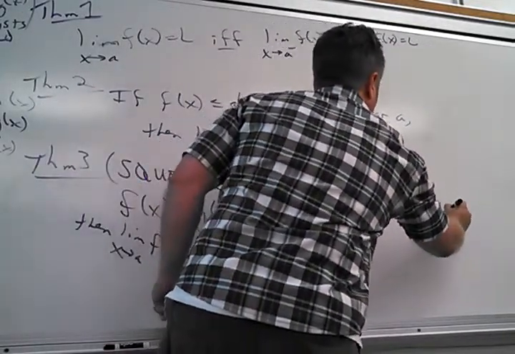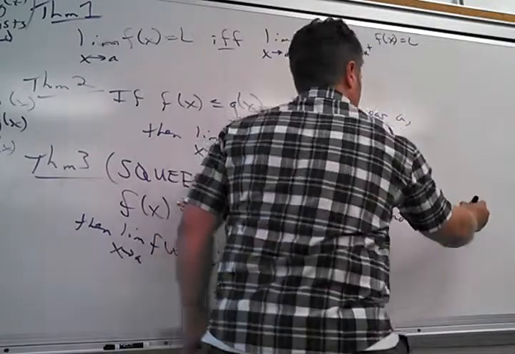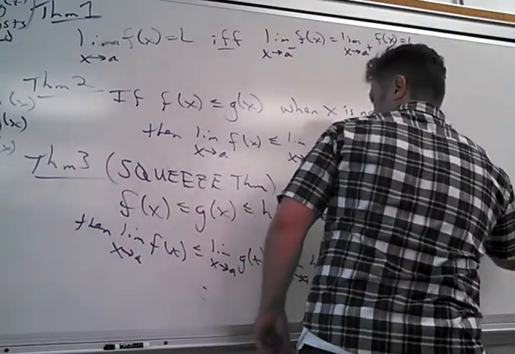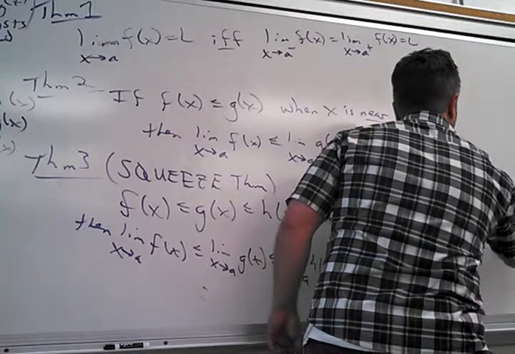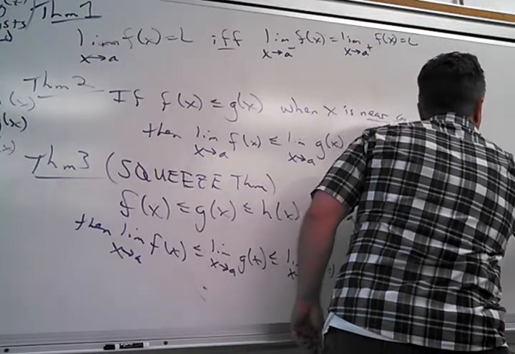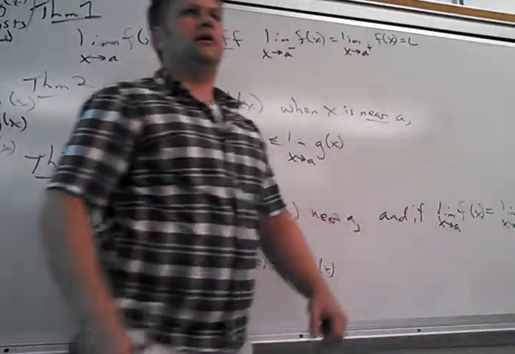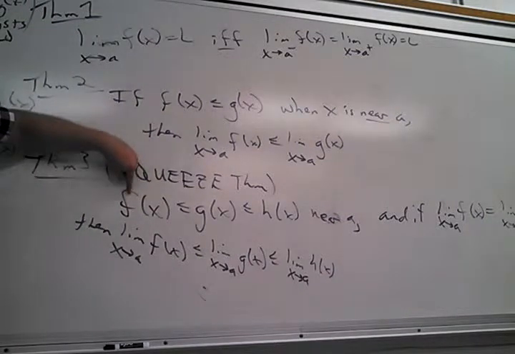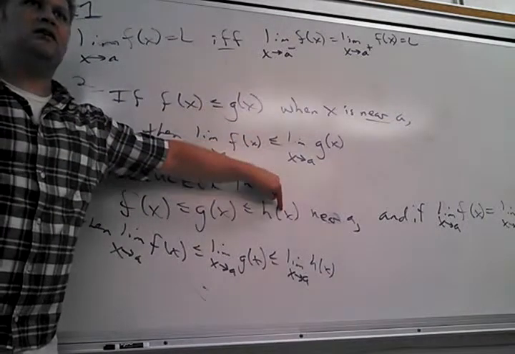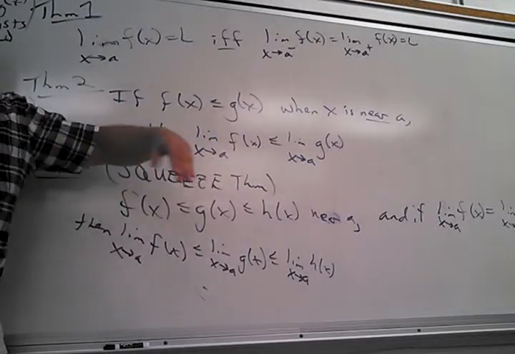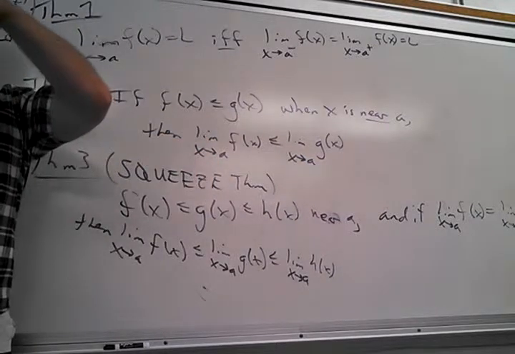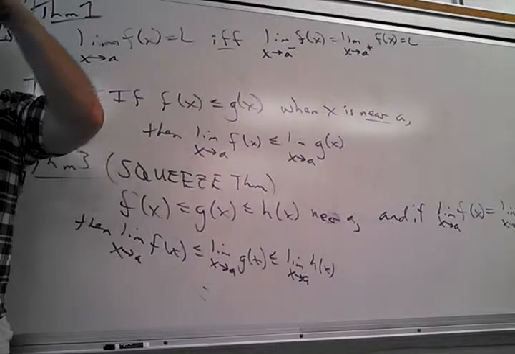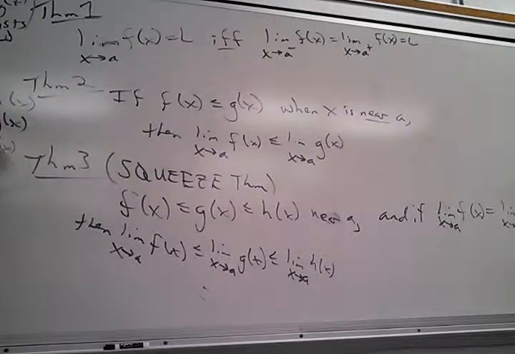And if the limit as x goes to a of f of x equals the limit as x goes to a of h of x equals L. Okay, let me just let you guys take that in. If the small one has the same limit as the big one, well, what limit is g going to have? The same thing. That's why it's called the squeeze theorem. G has to always be between these two.